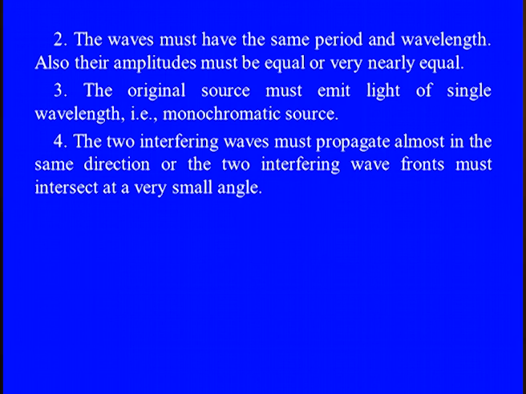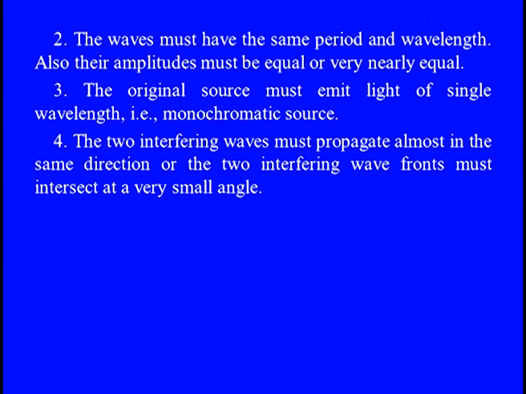The second condition which the sources must satisfy is that the waves must have the same period and wavelength. Also, their amplitude must be equal or very nearly equal. The third condition is that the original source must emit light of a single wavelength, that is, a monochromatic source.